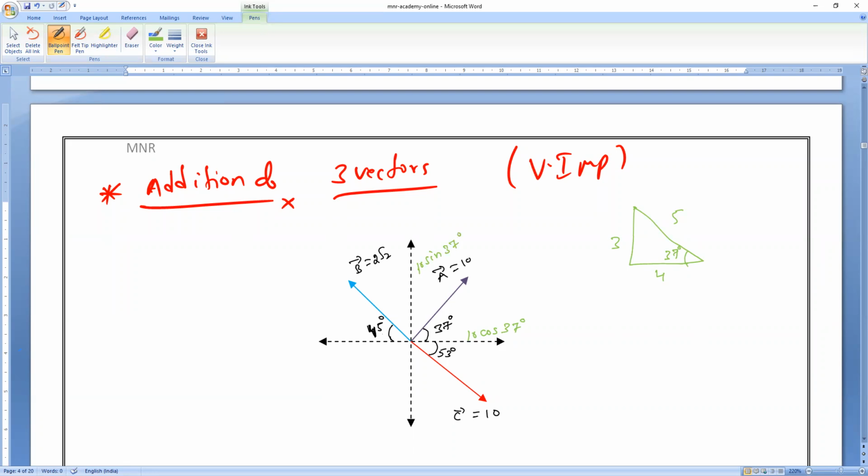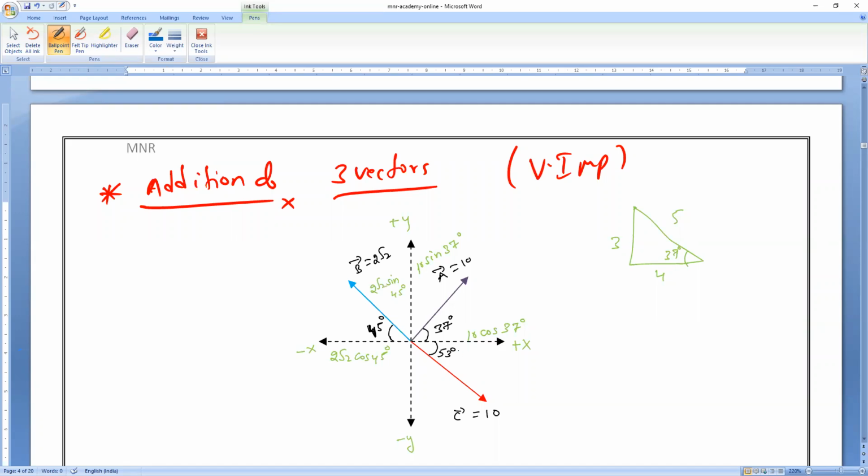Next, here theta is here, so what will come? 2 root 2. This is minus x, this is plus x, this is plus y, and down is minus y. So this will become 2 root 2 cos 45, and here 2 root 2 sine 45. Clear?